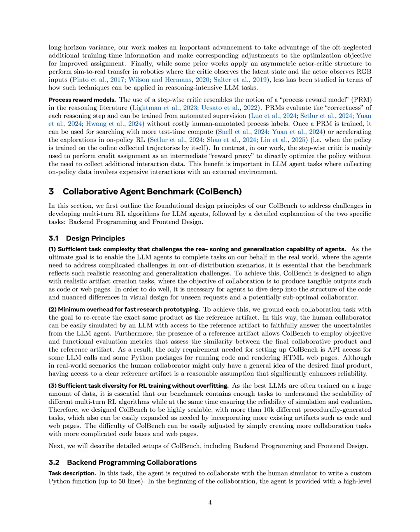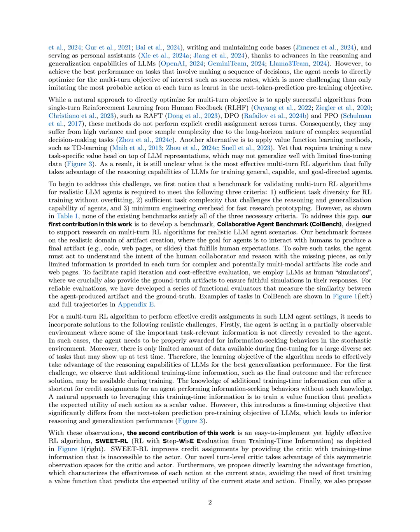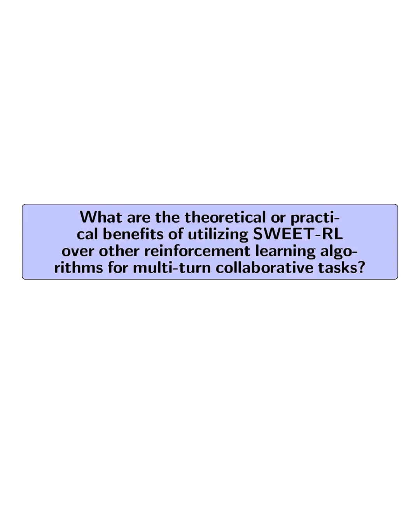As the agent iterates through the task, it receives scalar rewards based on the similarity of its final web page to the reference web page, allowing it to learn and improve its performance over time. This structured approach enables SuiteRL to effectively perform credit assignments and enhance the agent's decision-making capabilities in complex, multi-turn collaborative tasks. What are the theoretical or practical benefits of utilizing SuiteRL over other reinforcement learning algorithms for multi-turn collaborative tasks?